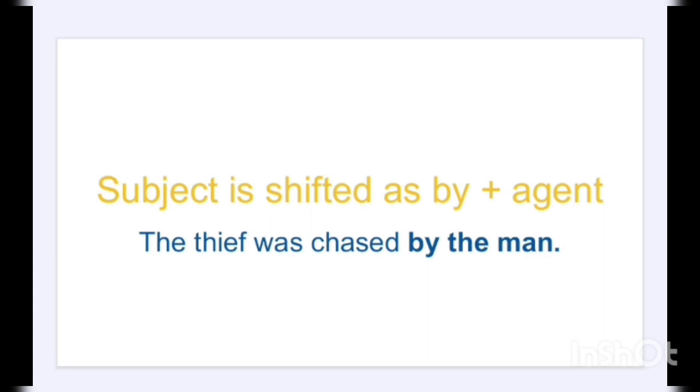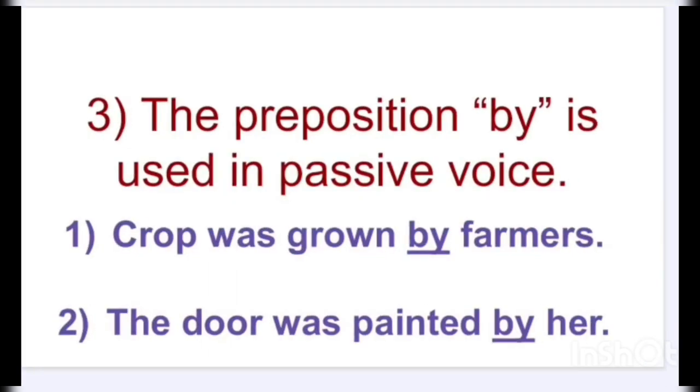In passive form, the subject is shifted as "by" plus agent. For example, the thief was chased by the man. "By" is the preposition used in passive voice, and the man is the agent, the doer of the action. The third rule, the preposition "by" is used in passive voice. For example, crop was grown by farmers. The door was painted by her. So "by" is used in passive voice.